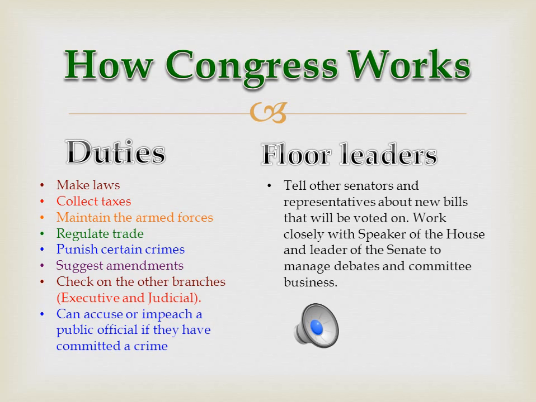Punishing crimes is another big one with Congress. They also suggest amendments. They can check on other branches, so they can actually investigate if the president has done something wrong. They can investigate, and this is a good thing. It keeps the president from becoming corrupt.